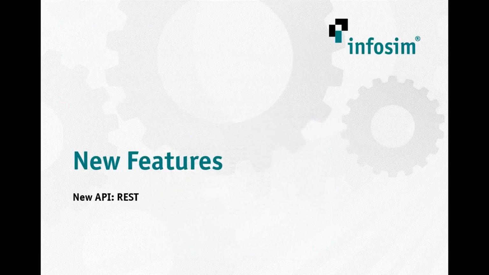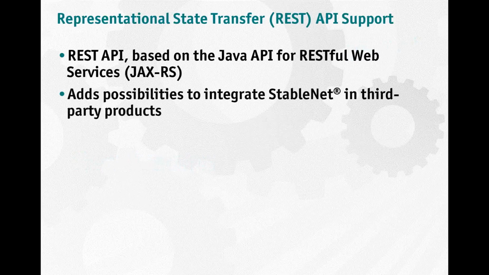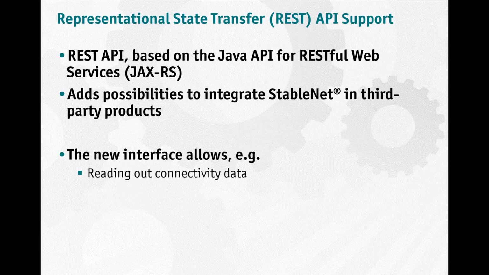And the next feature, and probably one of the most welcome features to our customer, is the introduction of our new REST API. This REST API is based on Java API for RESTful web services, and it allows our customers to integrate StableNet and third-party products easily. So what you, for example, can do with this interface is reading out connectivity data from your StableNet installation. You can manage your devices. This means you can add new ones, you can rediscover existing ones, you can delete them, modify them.